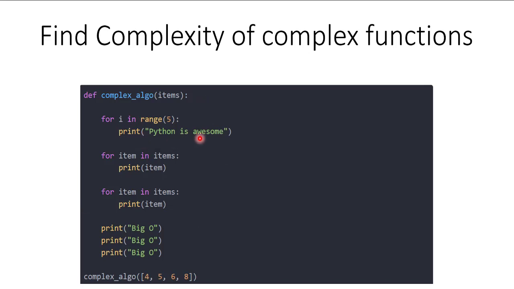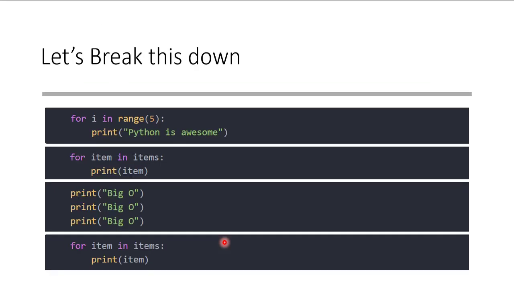First, a string is printed 5 times on the console using the print statement. Next, we print the input list twice on the screen, and finally another string is printed 3 times on the console. To find the complexity of such an algorithm, we need to break it down into parts, and then find the complexity of those individual pieces. So now let us break down this script into individual parts.